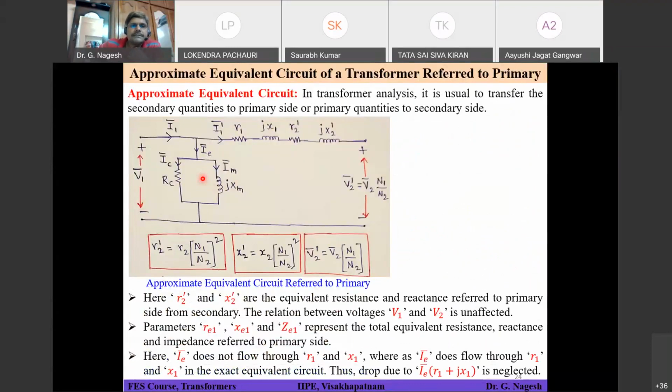So it could be something similar to this. Okay. Correct. Now, this is the approximate equivalent circuit referred to primary. In the present case, primary is HV winding. So equivalent circuit referred to HV will be something like this. Okay. Right. So RC and XM. So what will be RC and XM in this equivalent circuit?